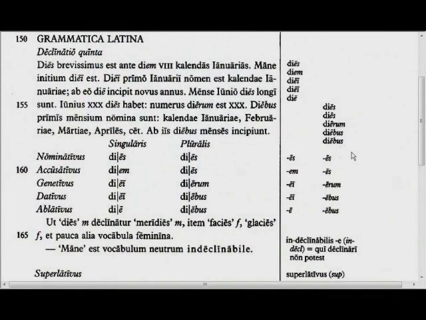Welcome to Lingua Latina, Chapter 13, Grammatica Latina. So let's translate this together. We have the fifth declension now.